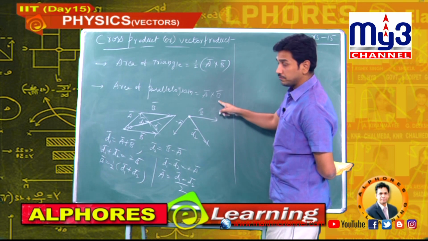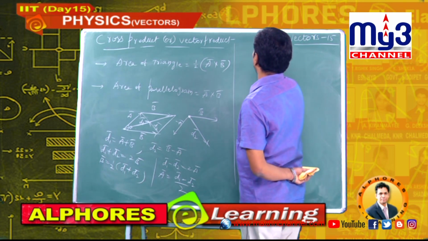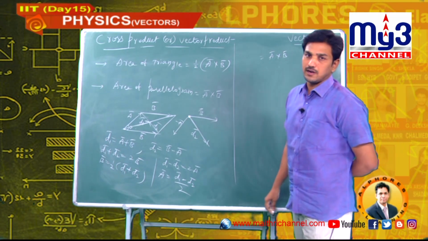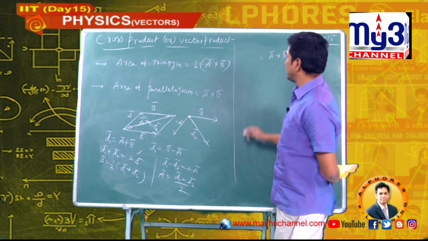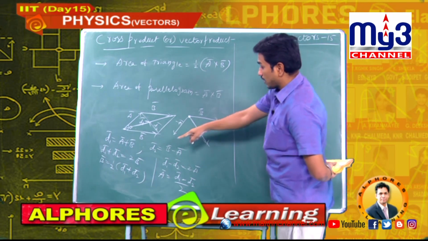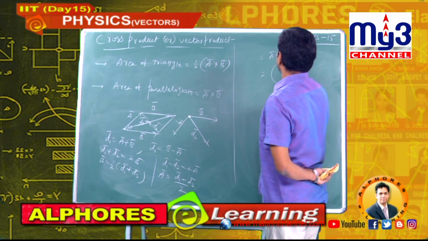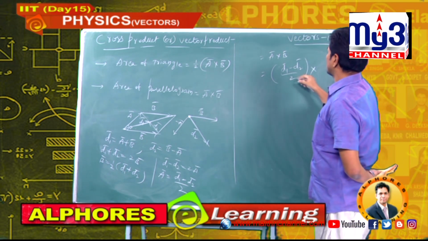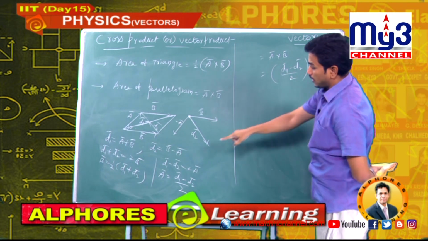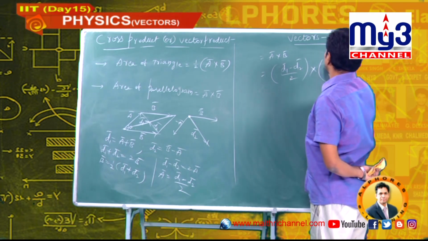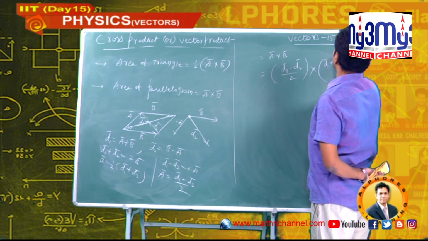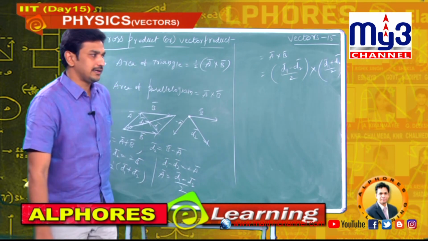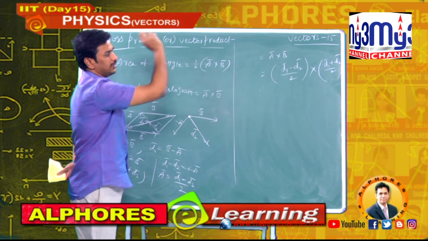What is the area of parallelogram? Now area of parallelogram is A bar cross B bar. Now we are calculating area in terms of D1 and D2. A bar is D1 bar minus D2 bar by 2, cross as it is. What is the B bar? First one, D1 bar plus D2 bar by 2. So A bar calculated, B bar calculated and substituted in the area of parallelogram.